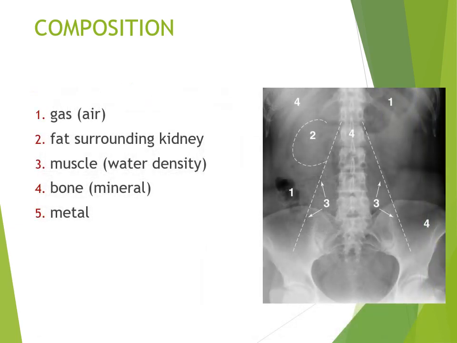So composition, we have gas, fat, muscle, bone, and metal. And these go in order from more radiolucent to more radiopaque. So the gas is the most radiolucent material, and it's going to be something that's easy to visualize on an image, very dark in the image, and then fat in order, then muscle, then bone, and then metal is very radiopaque. It's very white.